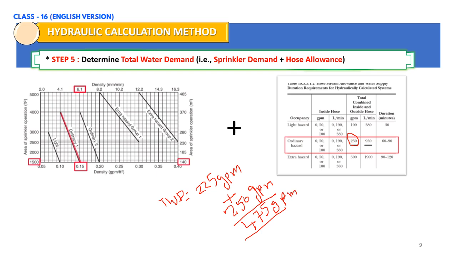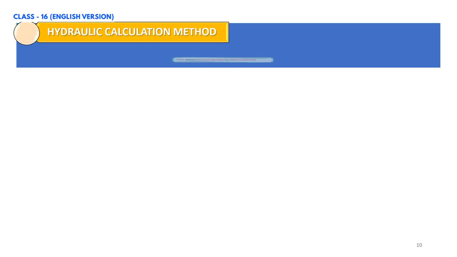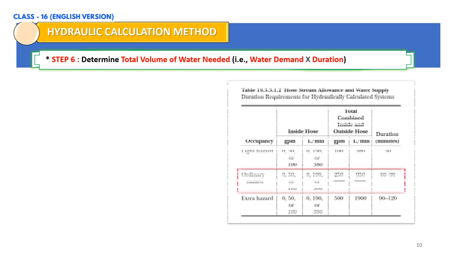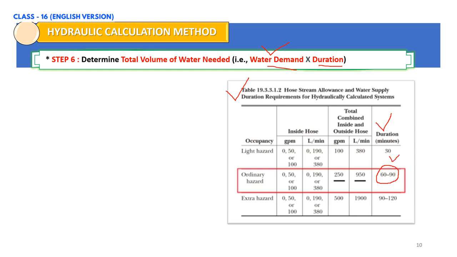We have calculated the total water demand, and in step 6 we shall determine the total volume of water required. In this slide we shall go through step 6, which is the last step. Here we shall determine total volume of water needed. Total volume of water needed is equal to water demand multiplied by duration. So from table 19.3.3.1.2, hose stream allowance and water supply duration requirements for hydraulically calculated systems, we can get the duration. For ordinary hazard, the duration shall be 60 to 90 minutes.